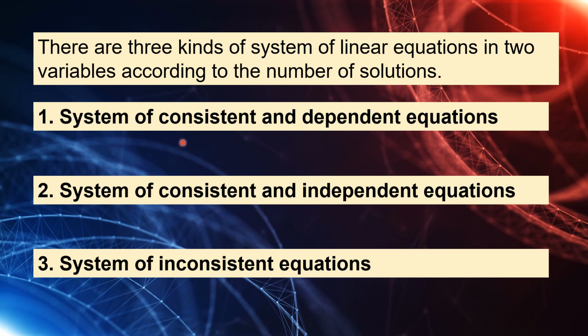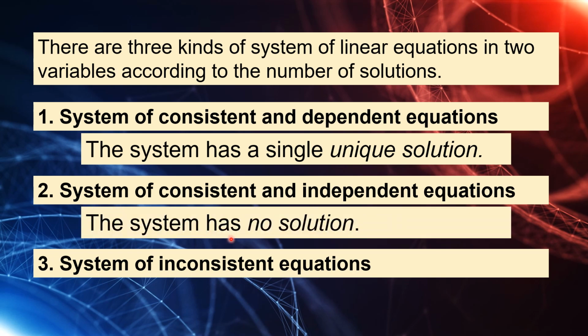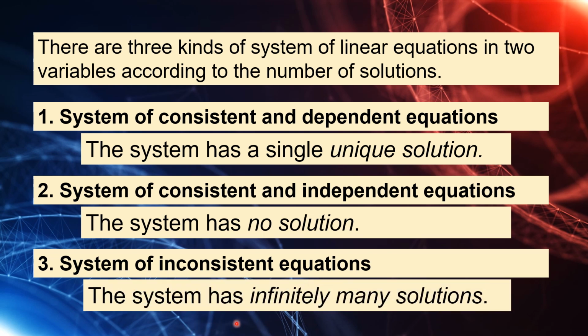For system of consistent and dependent equations, the system has a single unique solution, meaning to say it has only one solution. For system of consistent and independent equations, the system has no solution. And for system of inconsistent equations, the system has infinitely many solutions.